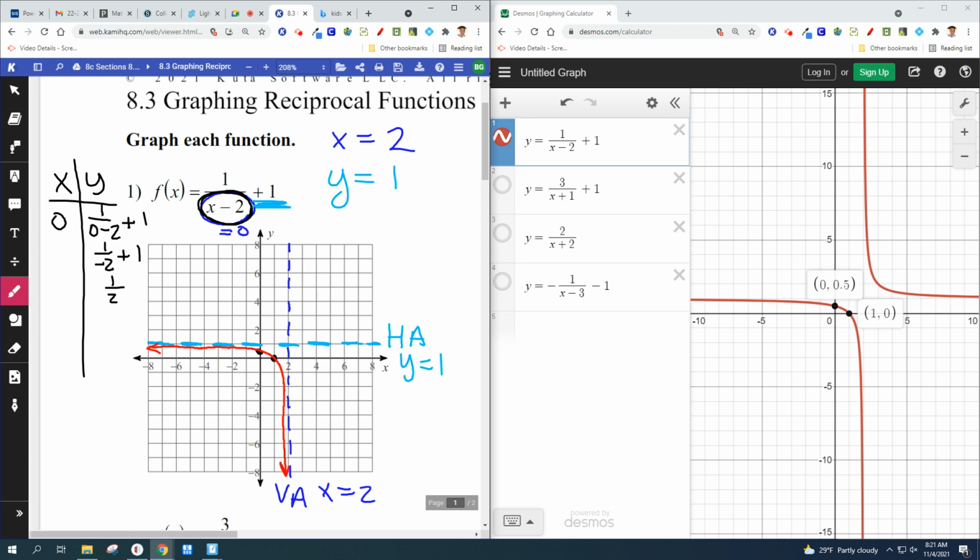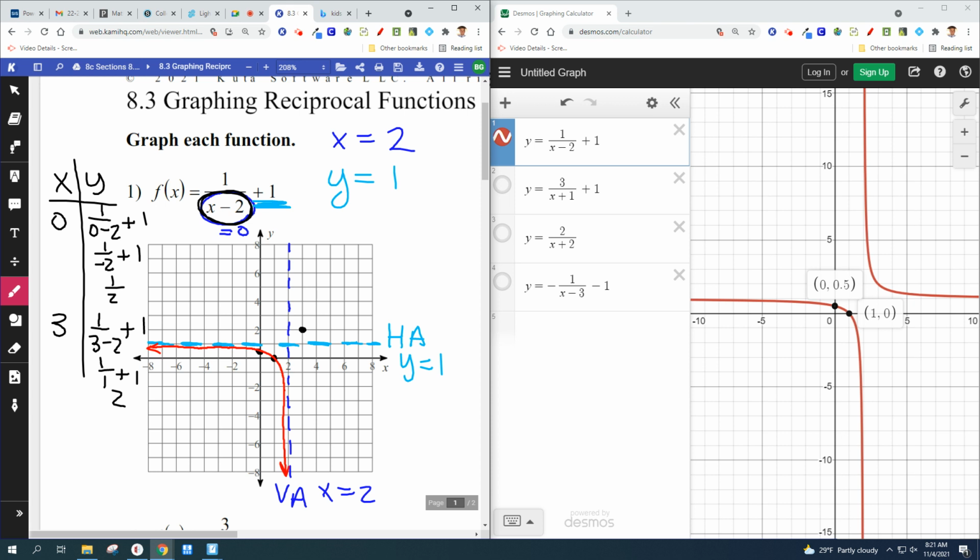Let's say we plugged in something over here like 3. If we plugged in 3, we'd have 1 over 3 minus 2, plus 1. Okay, so that's 1 over 1 plus 1. That's 1 plus 1, that's 2. So we'd have the point 3 comma 2. 3 comma 2 is right there.